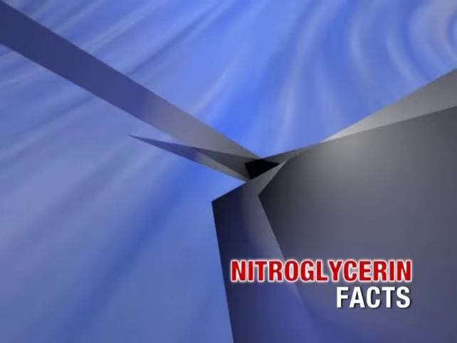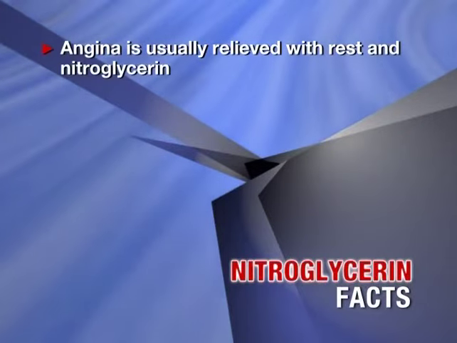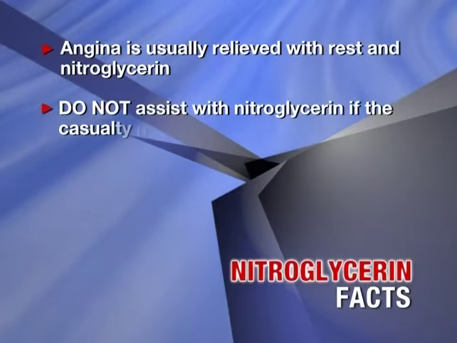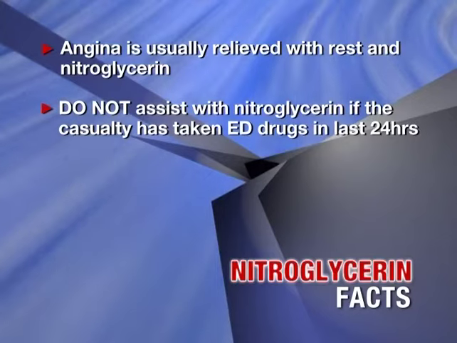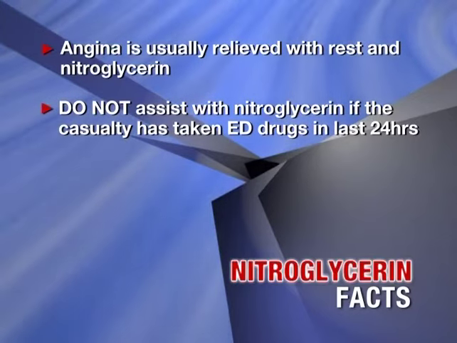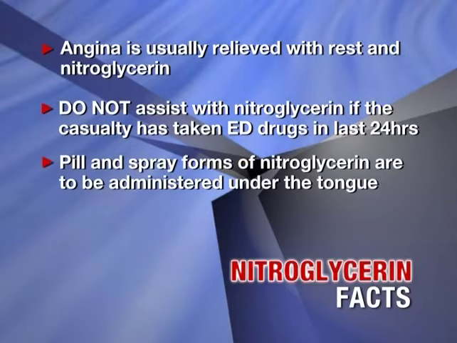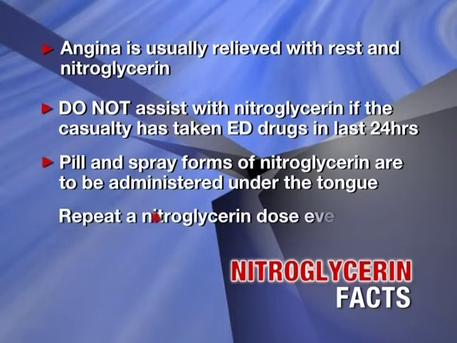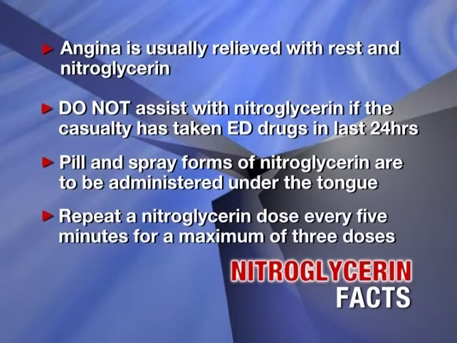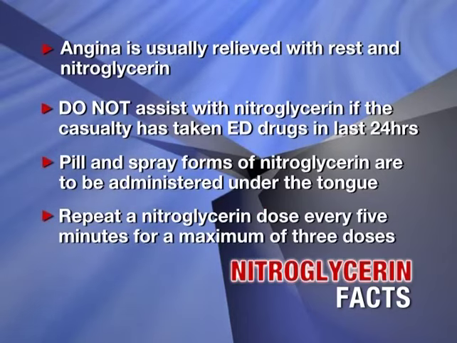Nitroglycerin facts. Angina is usually relieved with rest and nitroglycerin. If the casualty has taken medication for erectile dysfunction within the past 24 hours, do not assist them to take nitroglycerin. If nitroglycerin comes in a pill or spray form, the casualty must administer it under their tongue. The nitroglycerin dose may be repeated every 5 minutes until the pain is relieved or until the maximum 3 doses have been administered.